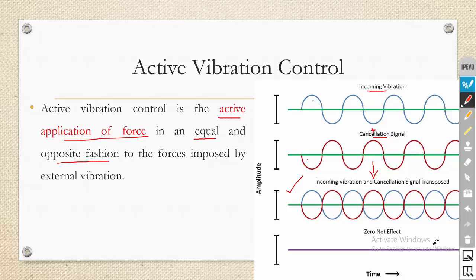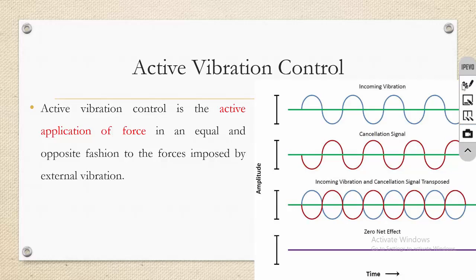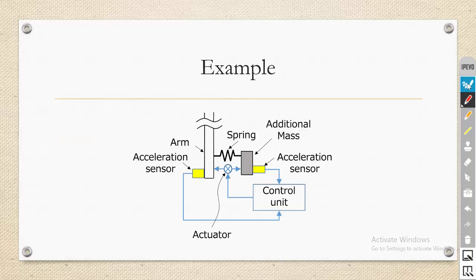So this is the outline of active vibration control. We are going to apply an equal and opposite force to the system so that the system will not vibrate. The externally applied force will be nullified because of the artificially applied force.